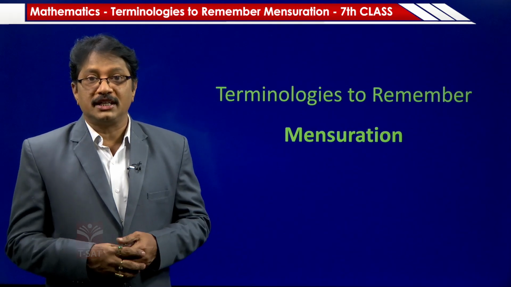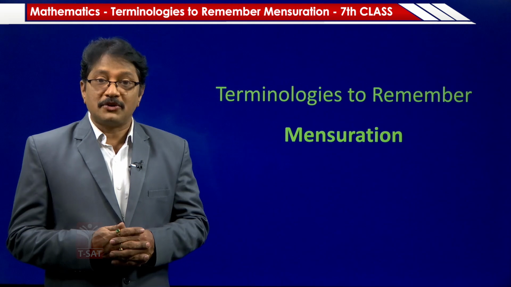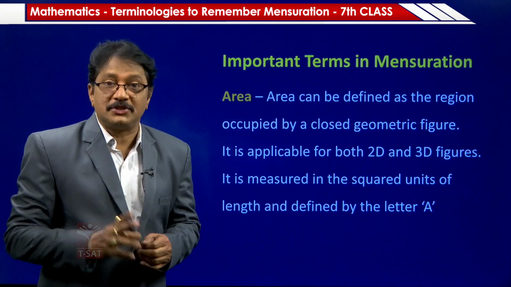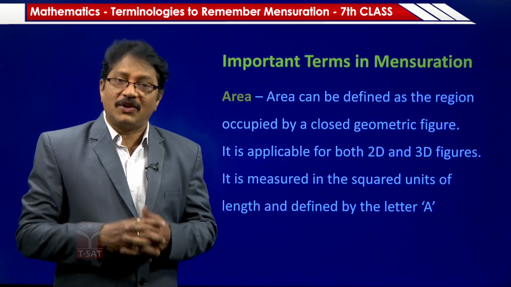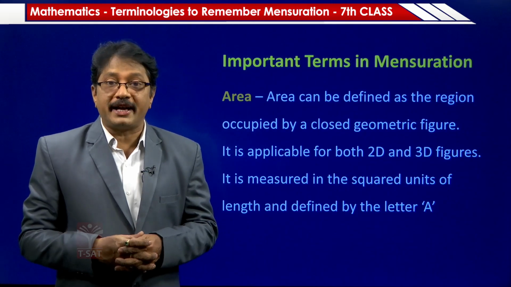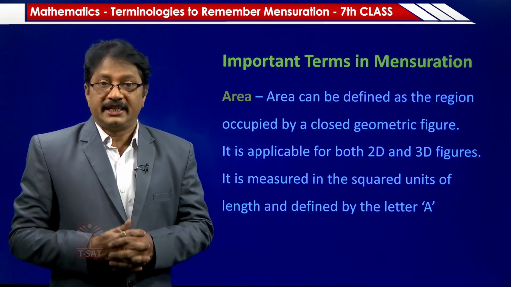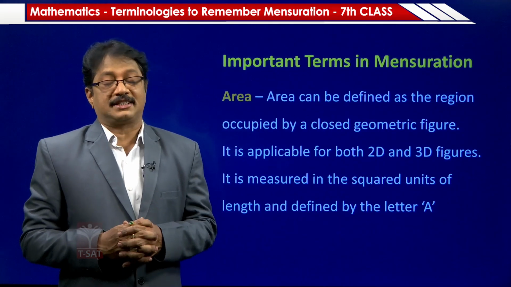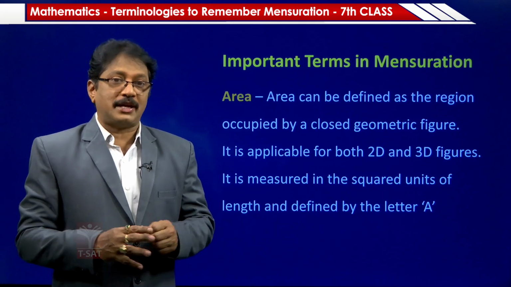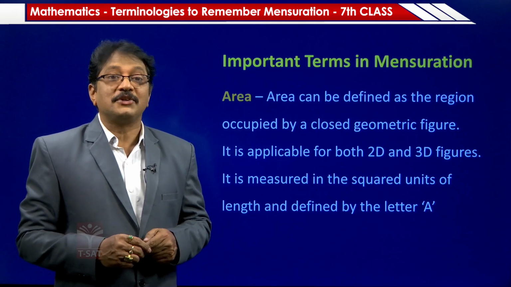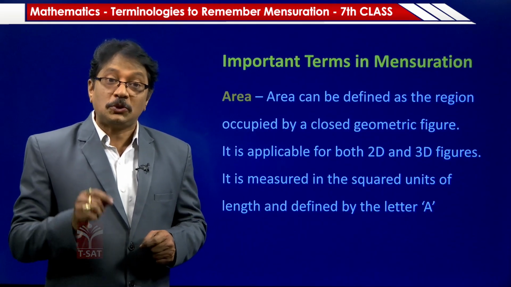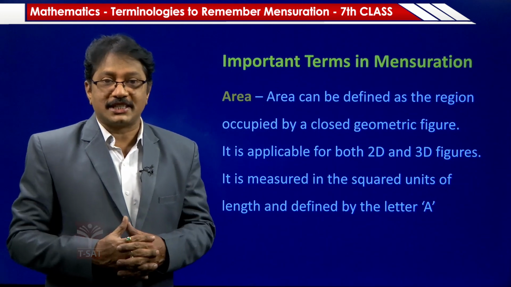Now we are going to see the different terminologies of mensuration. So now you are going to see these important terms in mensuration. Area. What is area? Area can be defined as the region occupied by a closed geometric figure. It is applicable for both 2D and 3D figures. Maybe you have a doubt. Generally we use the word area for two-dimensional figures, but for three-dimensional figures we use lateral surface area or curved surface area, and total surface area. Is it clear? Now we are going to discuss all those things.